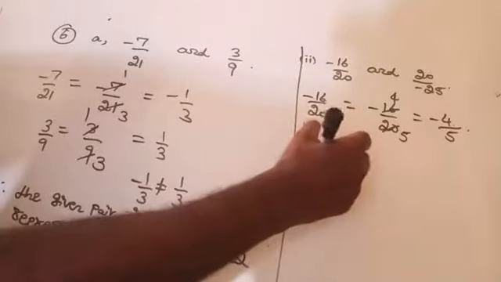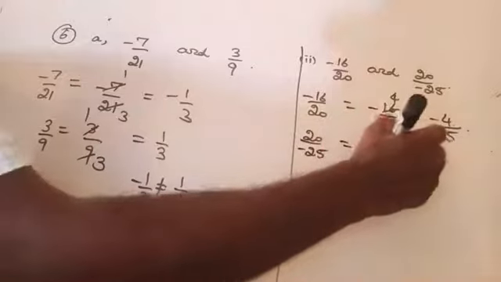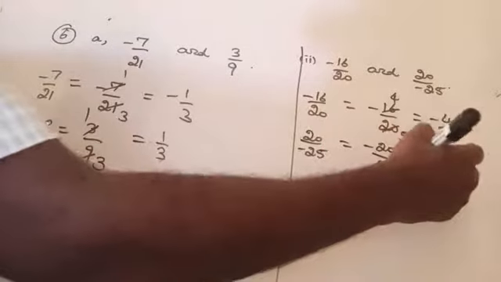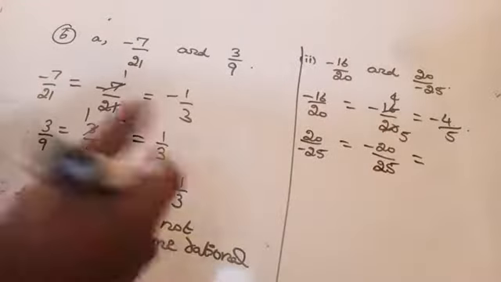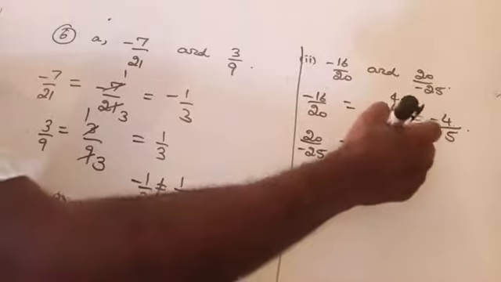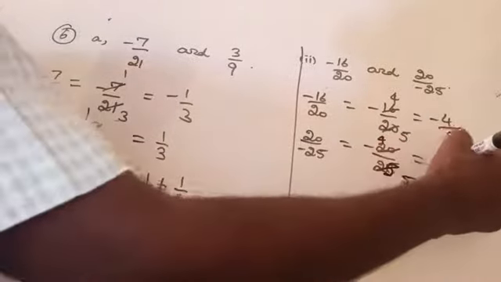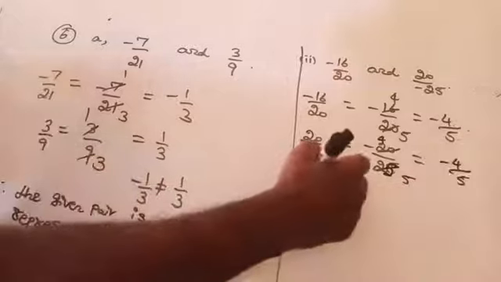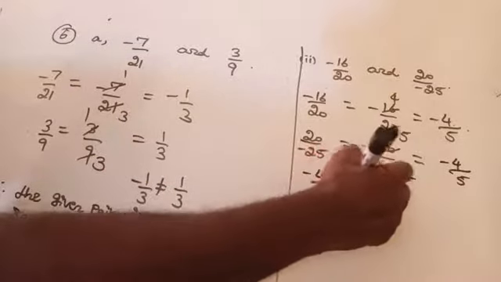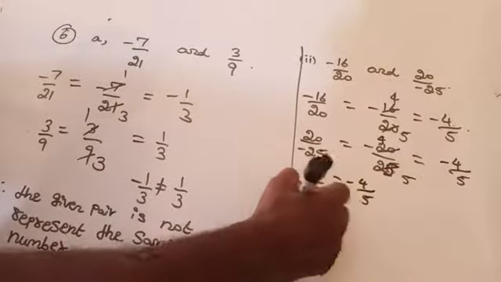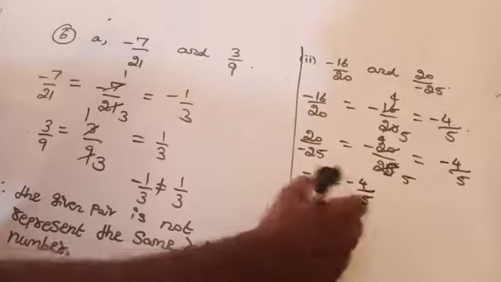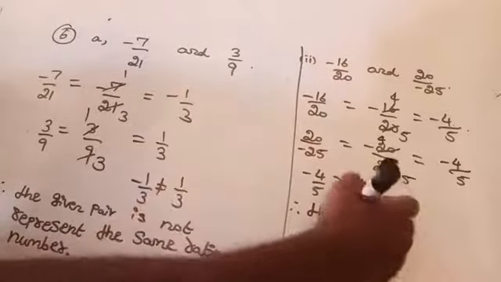These can be written as minus 20 by 25. So which one is a common multiple? 5. So 4 5s are 20, 5 5s are 25. Then it is minus 4 by 5. So minus 4 by 5 is equal to minus 4 by 5. Therefore, the given pair represents the same rational number.